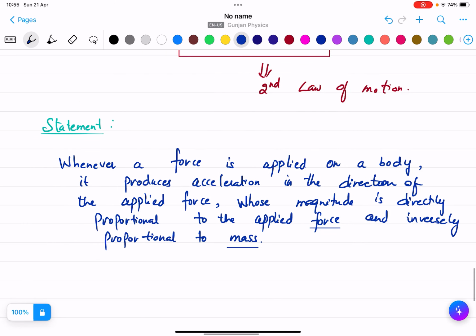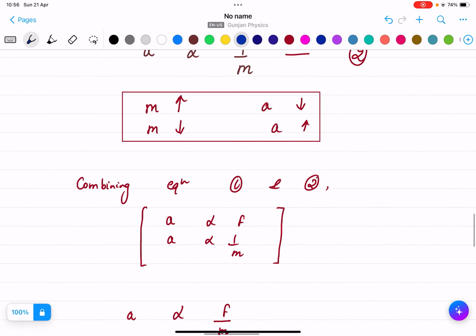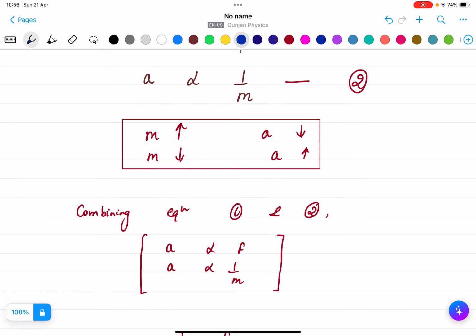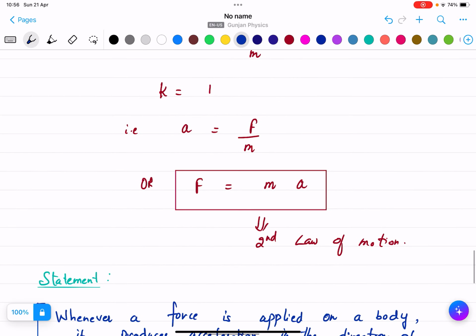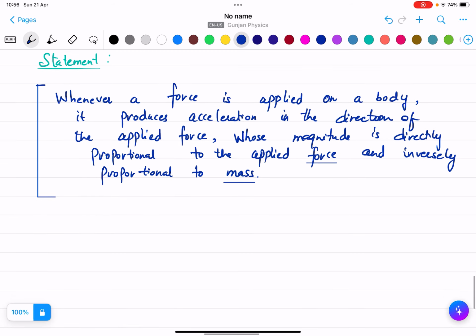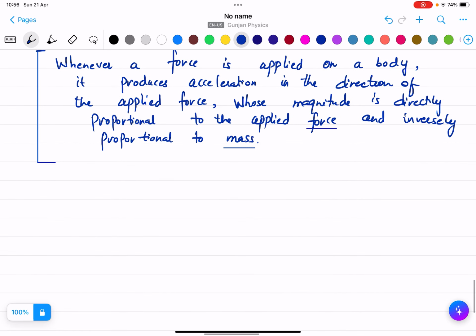So if you need to write the statement of Newton's second law of motion, you will write this equation plus all this. The acceleration is directly proportional to force, it is inversely proportional to mass. You need to combine these two equations and write F equals ma. So this is the mathematical analysis of Newton's second law of motion. This is the statement of Newton's second law of motion.